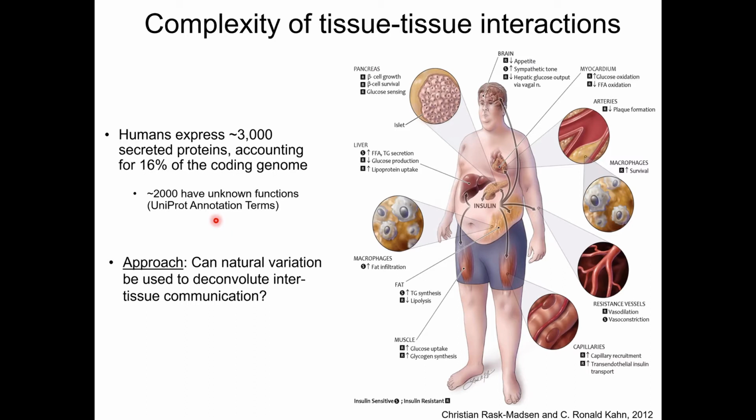So the approach that we generally take is asking, if these proteins and circulating factors that mediate endocrine communication are under control of natural variation, can we exploit the fact that there's so much sequencing coming out these days, and mine this to make guesses for modes of tissue communication.